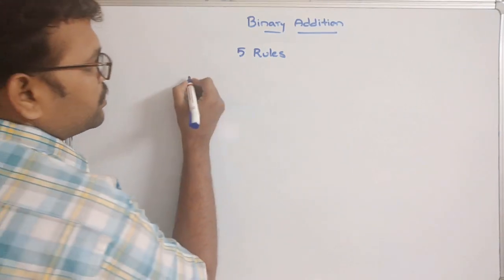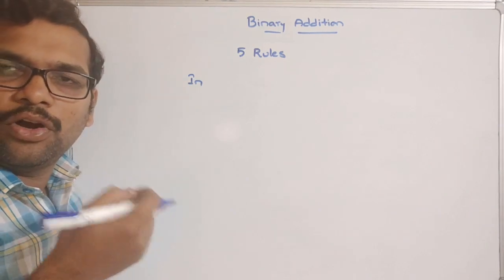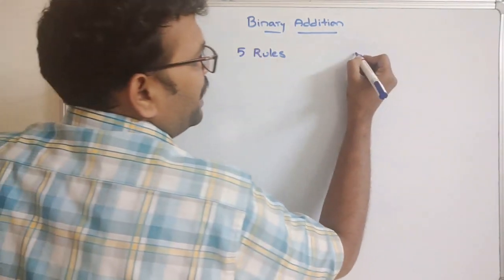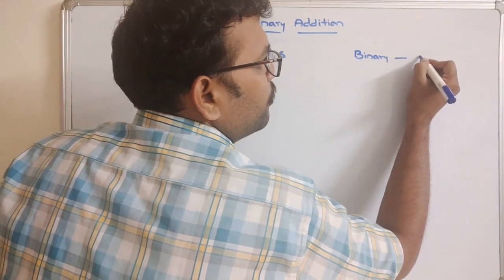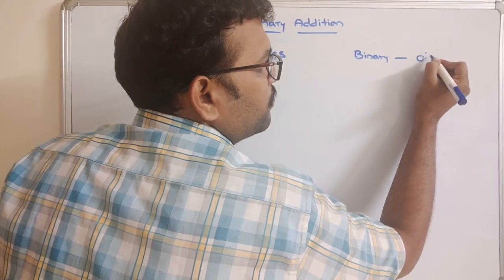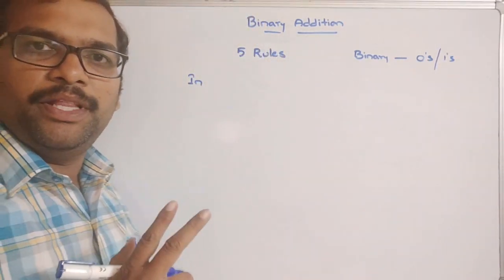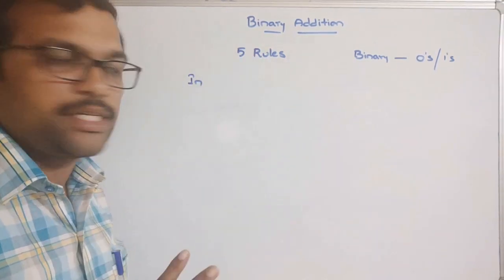So what are these rules? We need two inputs in order to perform the addition, right? First, binary representation is with combinations of zeros and ones. So only two digits will be there, either 0 or 1. Any number will be represented with zeros and ones.